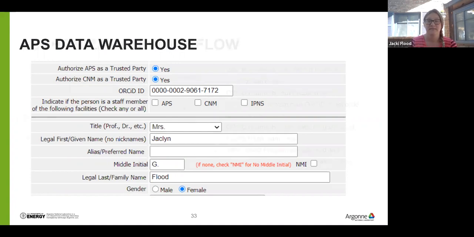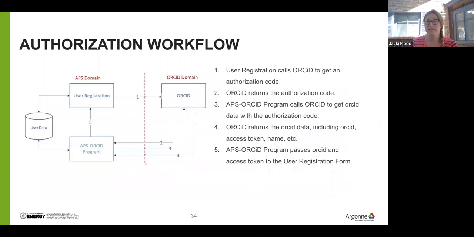Next slide, please. This is just a quick authorization workflow of how we pull the information. First, the user registration calls ORCID to get the authorization code. Then ORCID returns the code. The APS ORCID program calls ORCID again to get the ORCID data with the authorization code. Then ORCID returns the data, including the ORCID number, the access token, and the user's name. And finally, the APS ORCID program passes the ORCID and access token into our user registration form. Next slide, please.